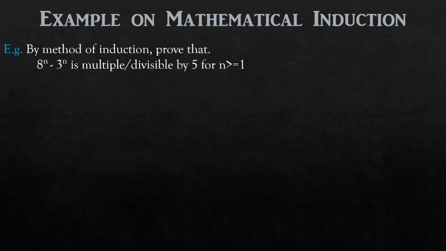By method of induction, prove that 8 raised to n minus 3 raised to n is a multiple or divisible by 5 for n greater than or equal to 2. Multiple और divisible के लिए same concept से example solve करना है. So again, starting from the step number 1. So उसके पहले हम लोगों को consideration करना है p of n. Let p of n be a statement.